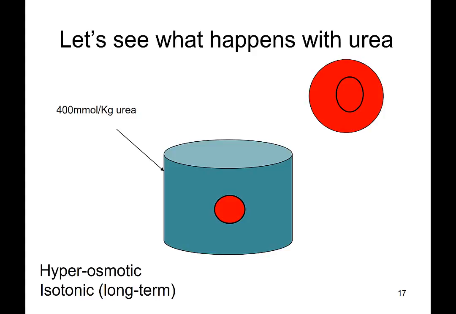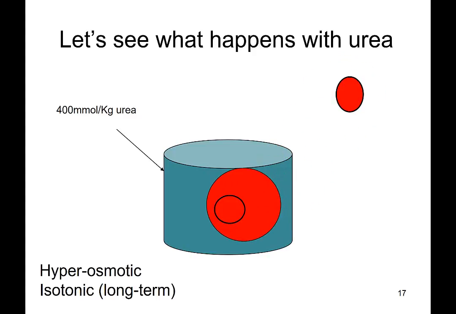Well, let's do this. I put the red blood cell inside this hyperosmotic urea solution, but because urea is permeable, there will be no net gain or loss of fluid across the biological membrane. The red blood cell will stay the same size. In other words, the solution is isotonic long term.